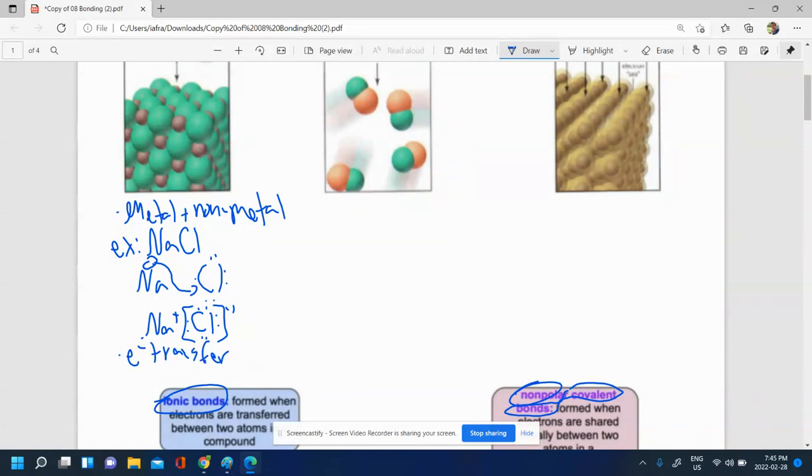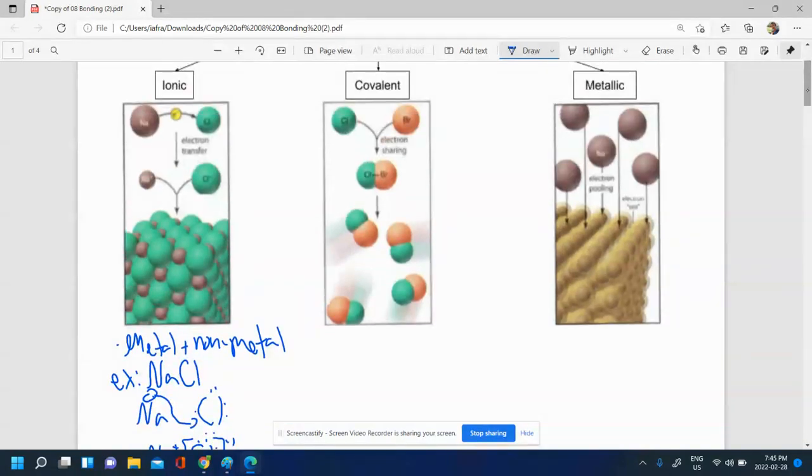In some cases, you won't have an electron transfer. Instead, you'll have electron sharing. So that usually happens between two or more nonmetals, and that's called a covalent bond. So this is sharing instead.